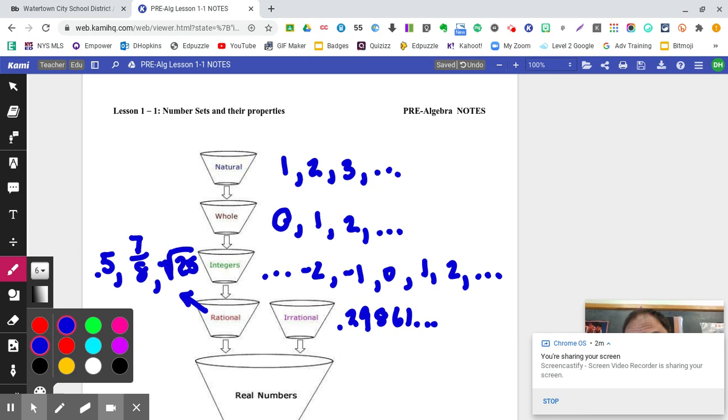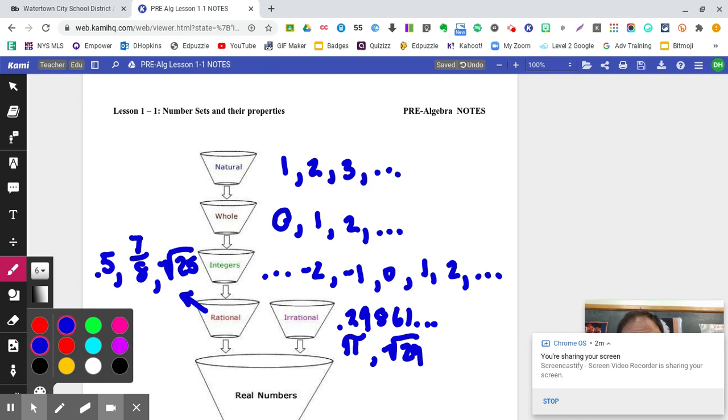More irrational numbers could include pi. So any number with pi in it is irrational. And also any number that is not a perfect square. So square root of 29. When you put that in your calculator, it will be a decimal that goes on forever, and it does not repeat.